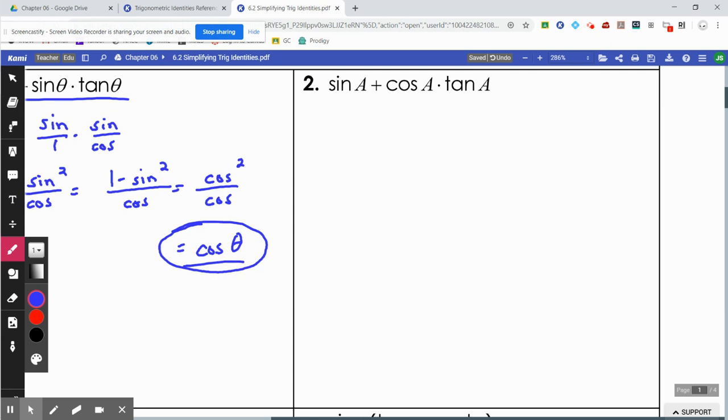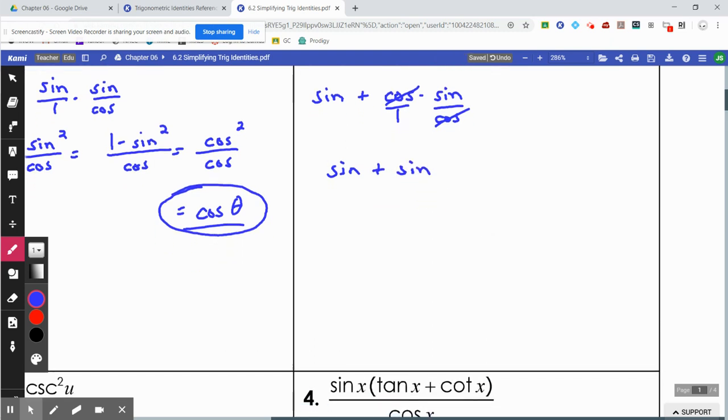And the next one, sine of A plus cosine times tangent. Again, I like to write everything in terms of sines and cosines. Those two are already fine. And I know from my quotient identity that tangent is equal to sine over cosine. So I've got to multiply these two. The cosines will actually cancel, and that leaves me with sine plus sine. Same as if you had x plus x. That's equal to 2x. So sine plus sine would be 2 sine, and then I'm going to put my A back in there. So therefore, I've simplified it to 2 sine A.